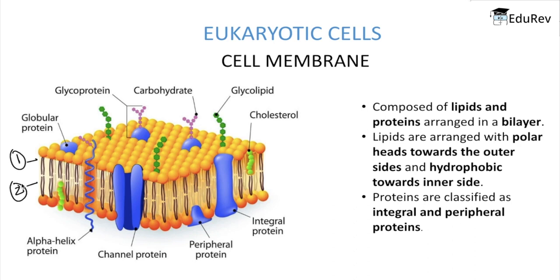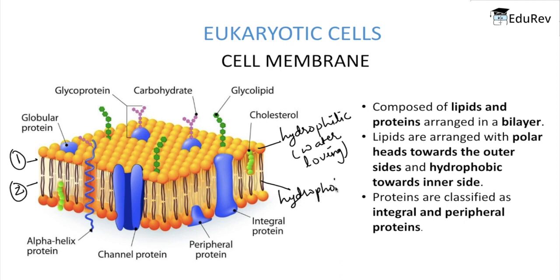Now if we talk about lipids, lipids are arranged in a very peculiar form. For example, the head of the lipid, the globular structure, is hydrophilic. Hydrophilic means that this end is water loving, and that is why the head of the lipid is towards the outside. The inner structure of the lipid is hydrophobic, which means it is water hating, and that is why it is pointing towards the inner side.